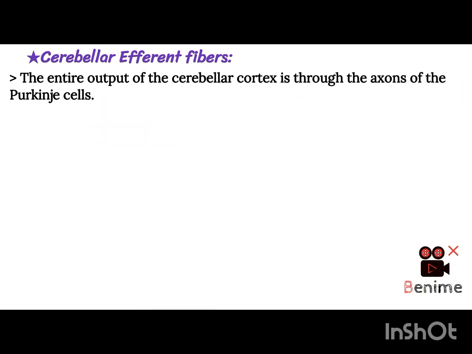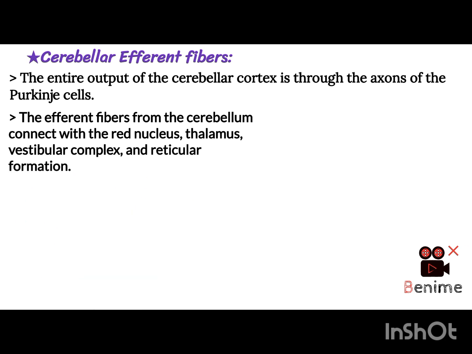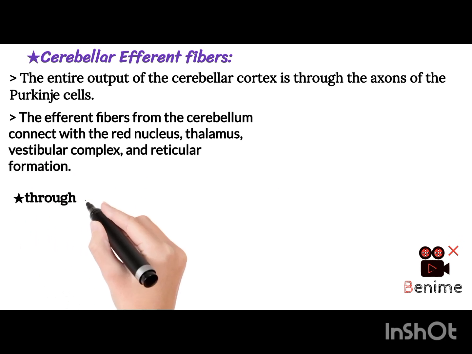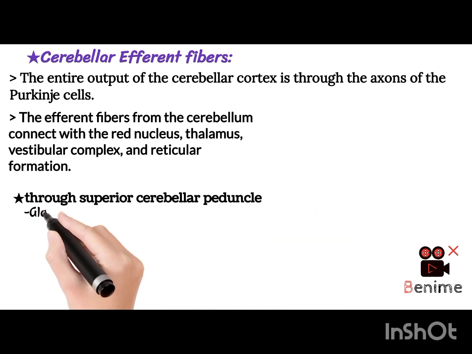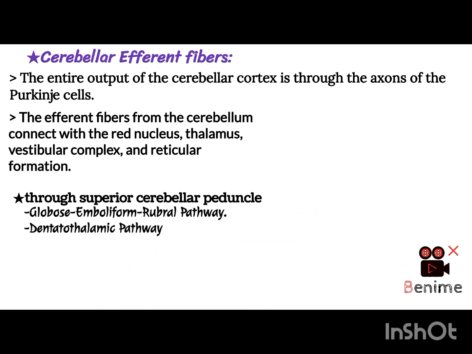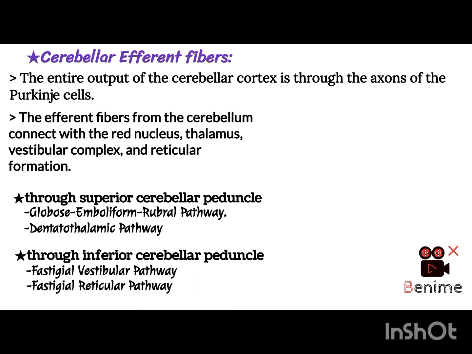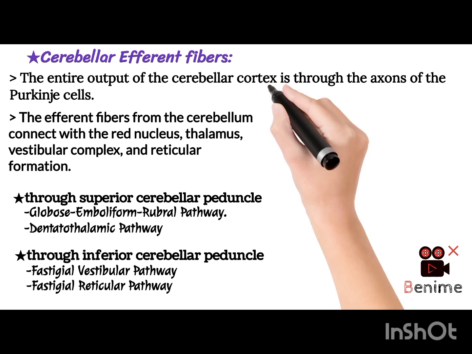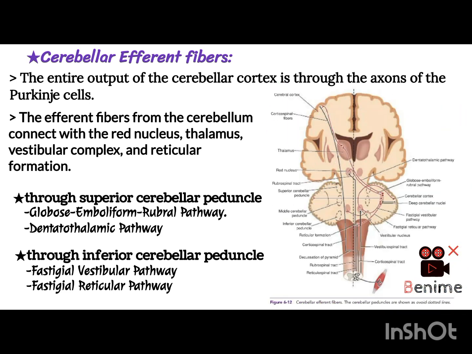Cerebellar efferent fibers. The entire output of the cerebellar cortex is through the axons of the Purkinje cells. The efferent fibers from the cerebellum connect with the red nucleus, thalamus, vestibular complex, and reticular formation. Through the superior cerebellar peduncle, globose-emboliform rubral pathway and dentato-thalamic pathway. Through the inferior cerebellar peduncle, fastigiovestibular pathway and fastigioreticular pathway. Here we can see in the figure.